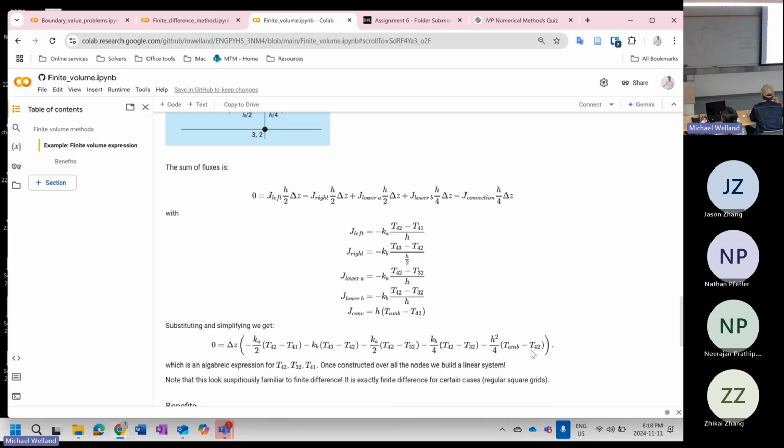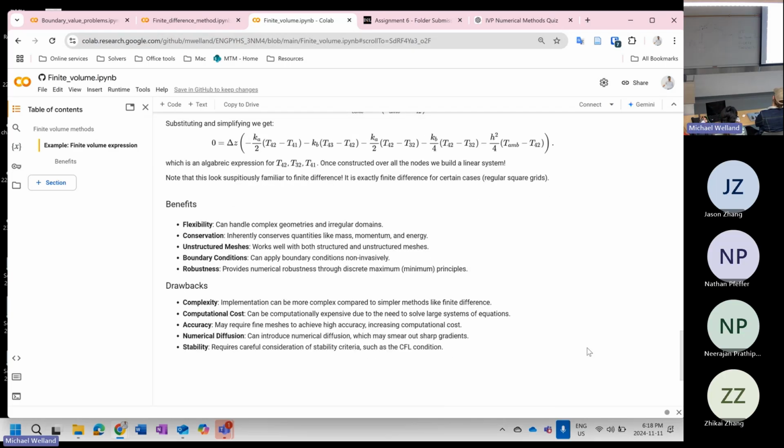This should bring flashbacks of finite difference. Like this looks like finite difference at this point, right? For the case of regular grids, it exactly decomposes to finite difference. But once you get the irregular grids, you know, finite difference doesn't really handle them efficiently. So this is a great way to do it.